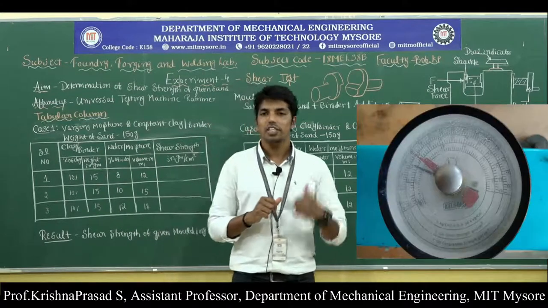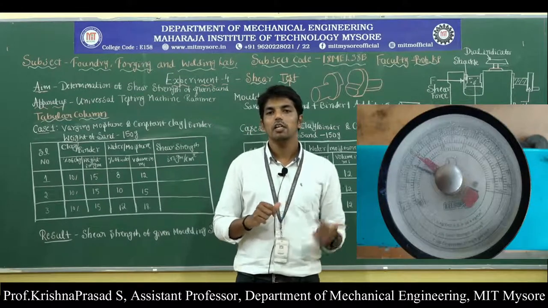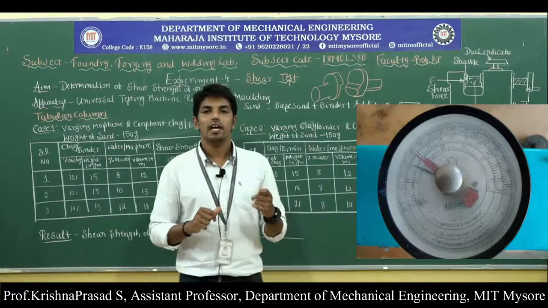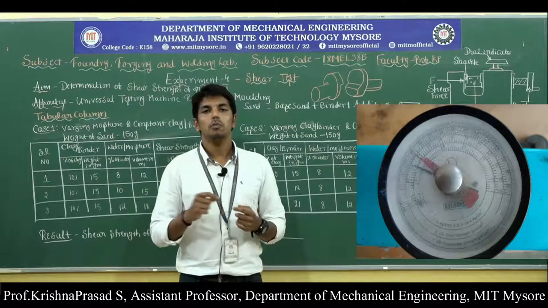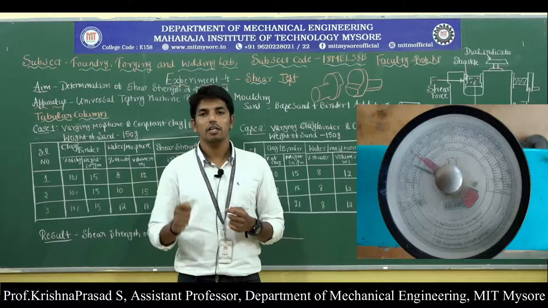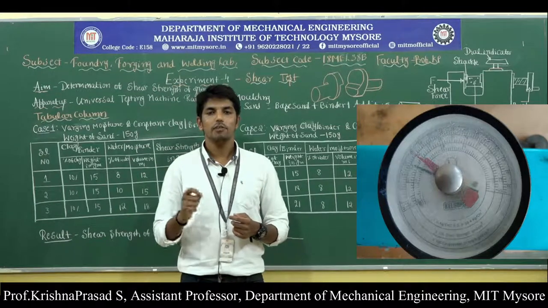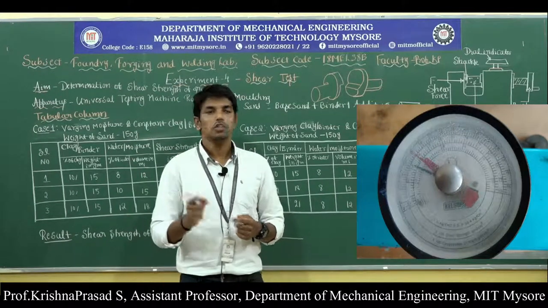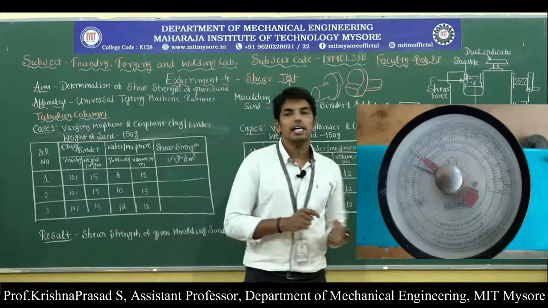One is called the shear scale, the other is called the compression scale. In the compression scale, each division is 0.2, and this 0.2 has to be multiplied by 100 in order to get the shear strength in grams per centimeter square. So this is regarding the setting of the dial indicator.